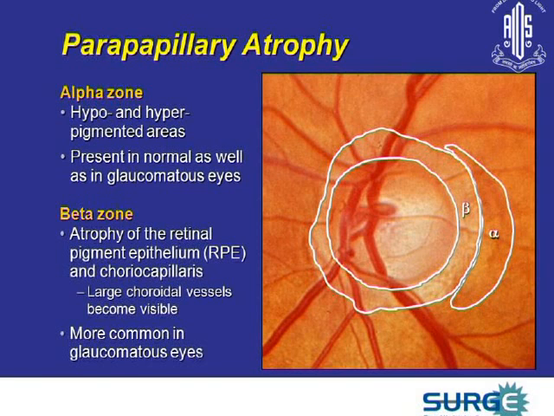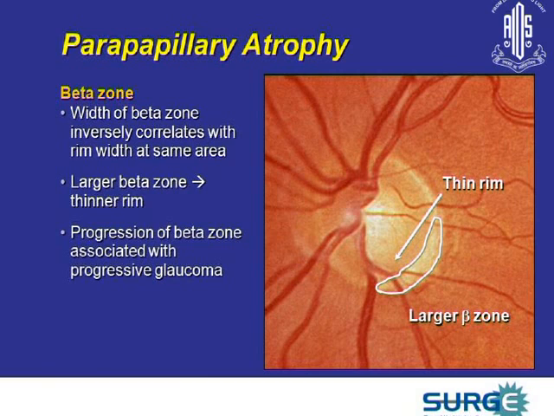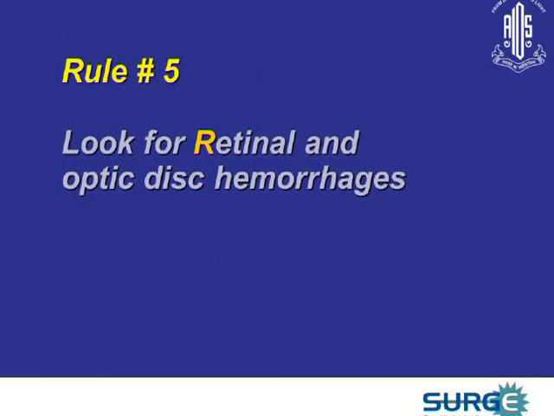Many times the area of the beta zone corresponds with thinning of the neural rim, and even in progressive glaucoma it is known to increase in size. So keeping a drawing in handy where you have drawn the beta zone would be useful.